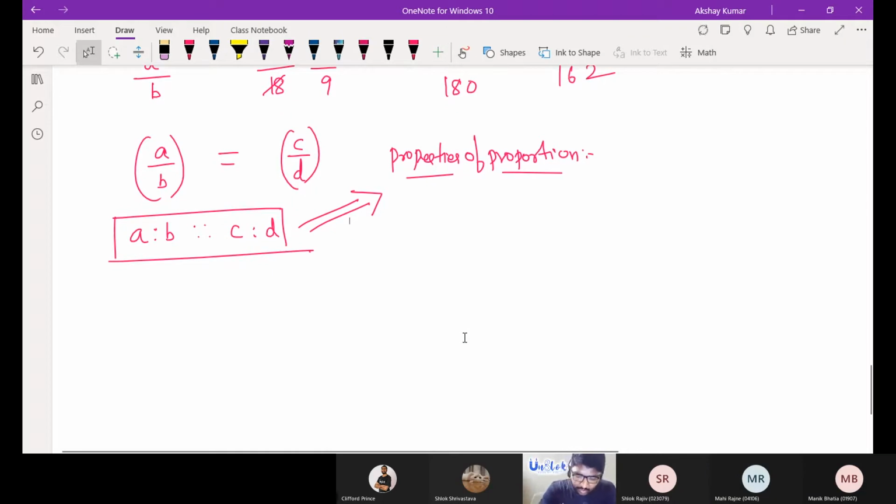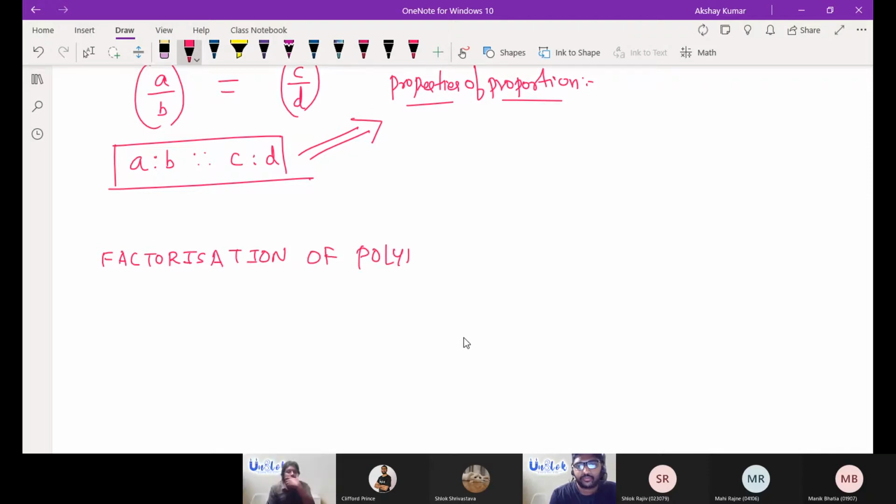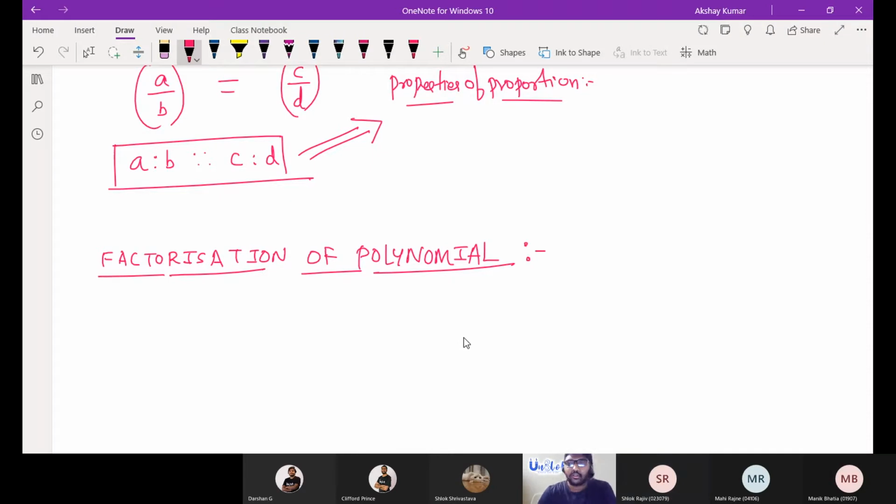Next is factorization of polynomials. What is a polynomial? Is it an equation with multiple terms? Equation of multiple terms. Like in what way are there multiple terms? Is there any general form? I don't know.